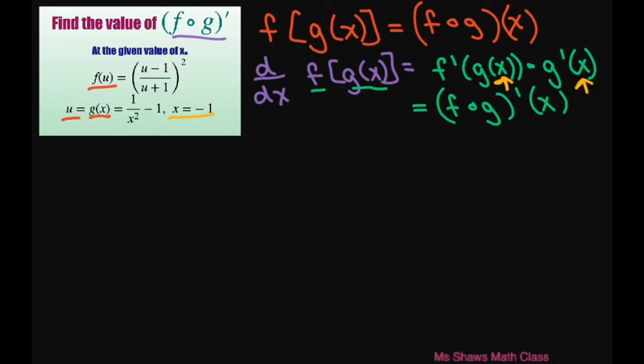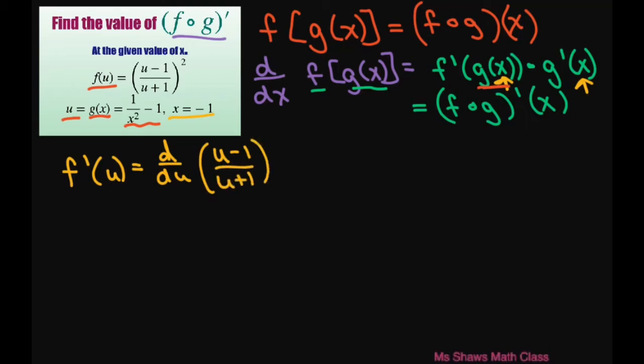We already have g of x. G of x is here. So if you substitute in -1 here, we just plug it in there. But we need to find our derivative of f and derivative of g. So the first thing we're going to have to do is take f prime of u. Alright, that's when you differentiate with respect to u the quantity u minus 1 divided by u plus 1, squared.